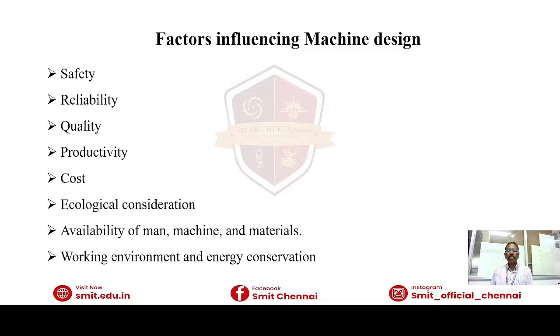Next, productivity. Productivity is the ratio between the production divided by input. Production is nothing but whatever component we get from the industry. Input is nothing but man input, machine input, etc. The ratio between the output and the input is called productivity.